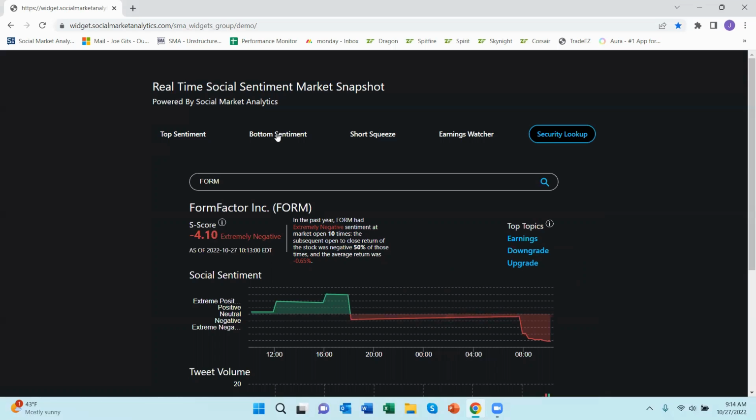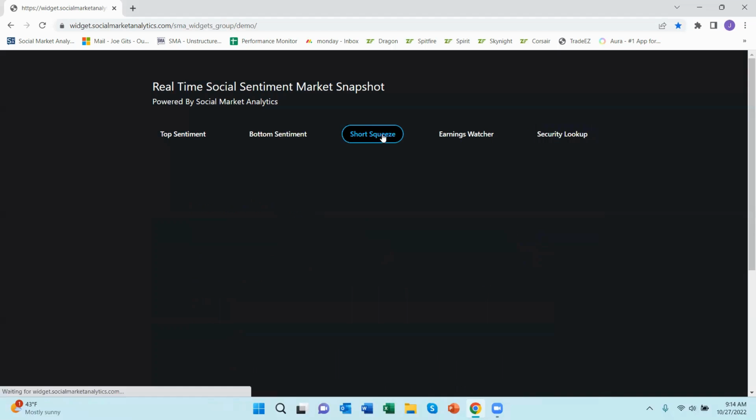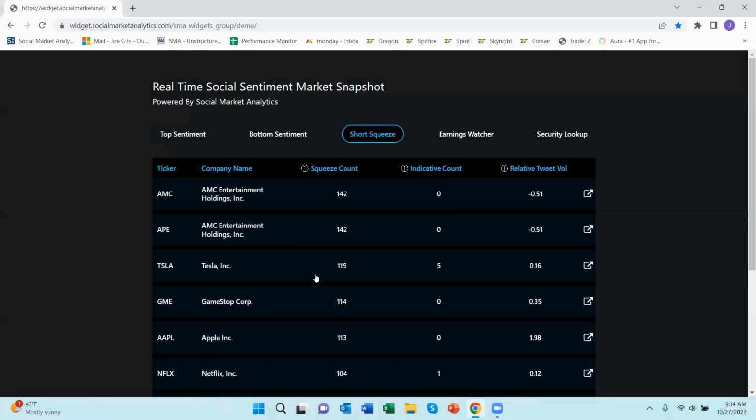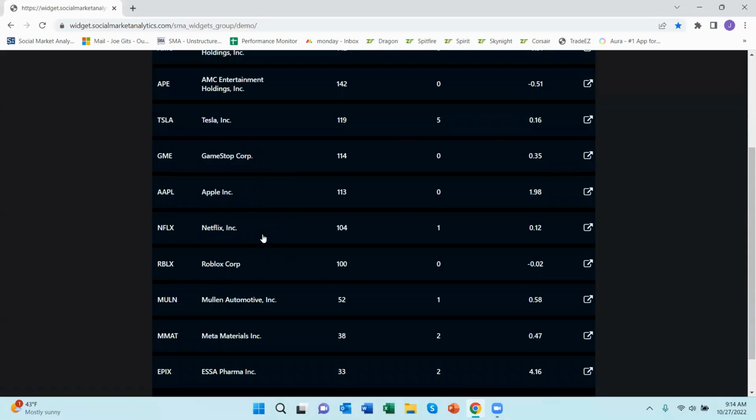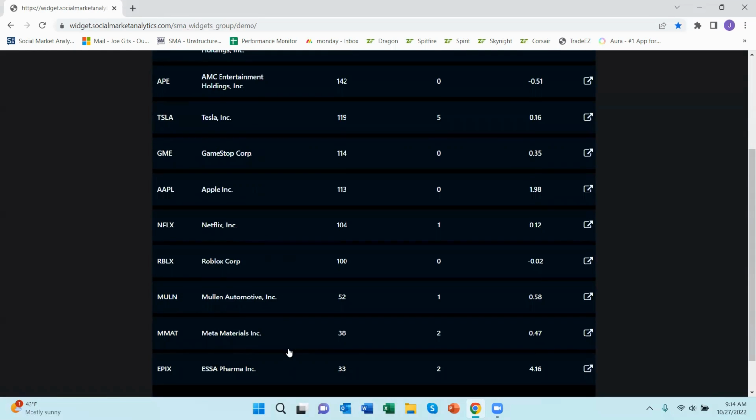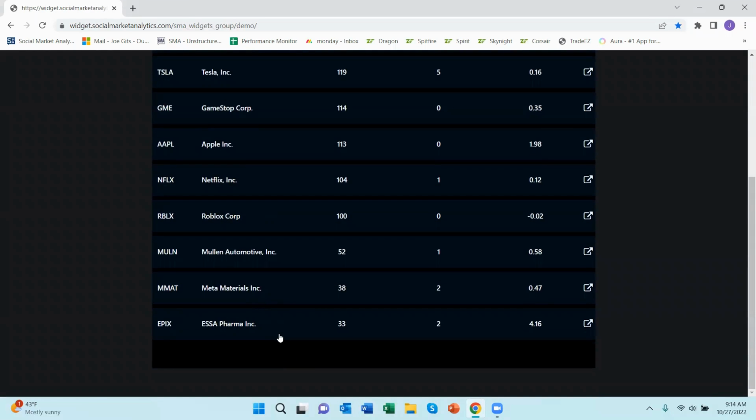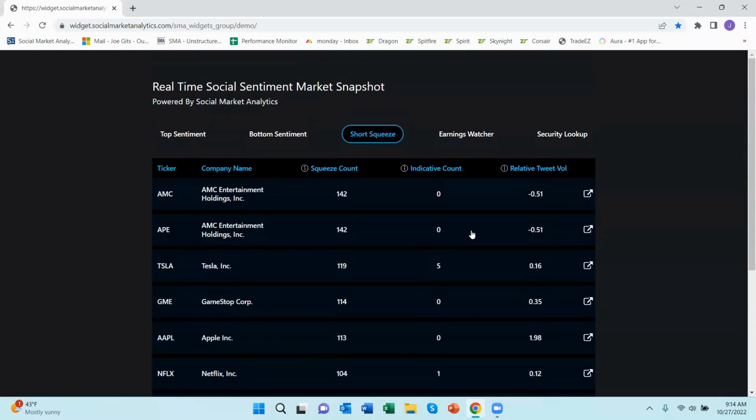So top sentiment, bottom sentiment is a real-time monitor of the most positive and negative sentiment securities, short squeeze, or securities that are having a large short squeeze conversation. And you're going to get Tesla, Apple, and GameStop, Netflix, Roblox. Here you've got Mullen Automotive, Meta Materials, and Essa Pharma. You know, so these are some good examples that you can go in and trade on today.